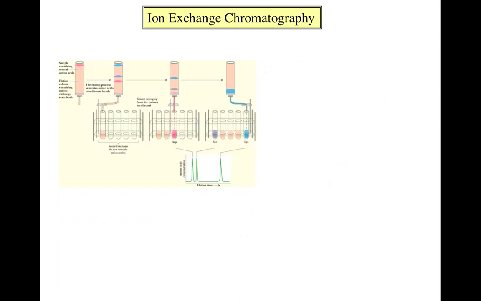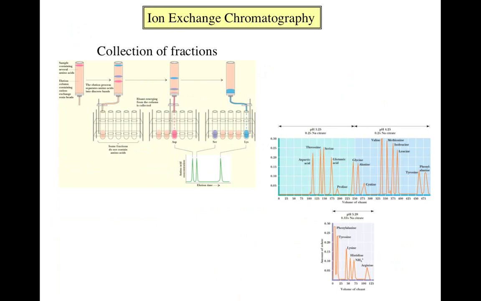As an ion exchange column runs, fractions of a set volume are collected as they elute off the column. Once the fractions are collected, they are analyzed and an elution profile is generated. Notice at the top of the elution profile how the pH and salt concentration of the buffers running through the column changes as the ion exchange column is run.